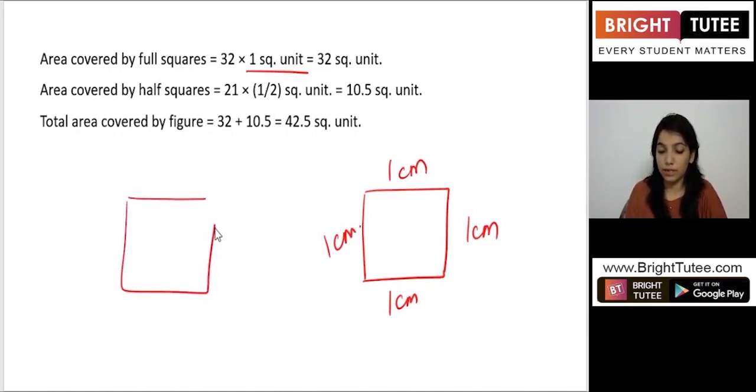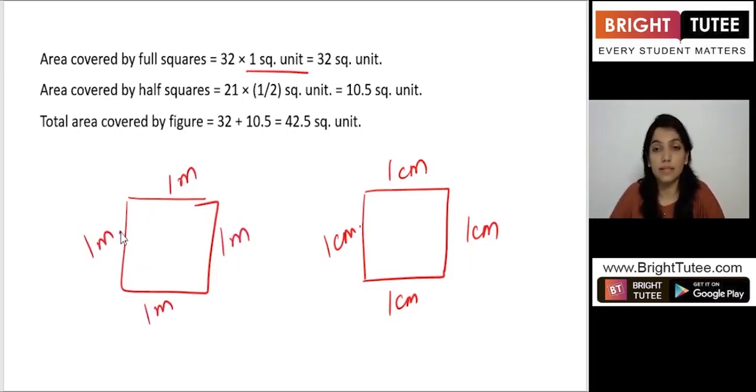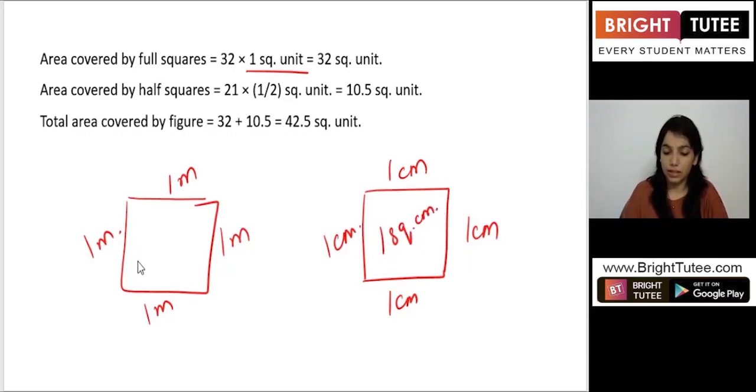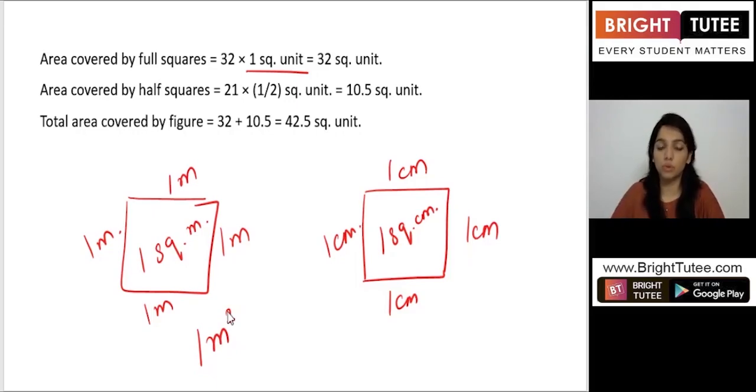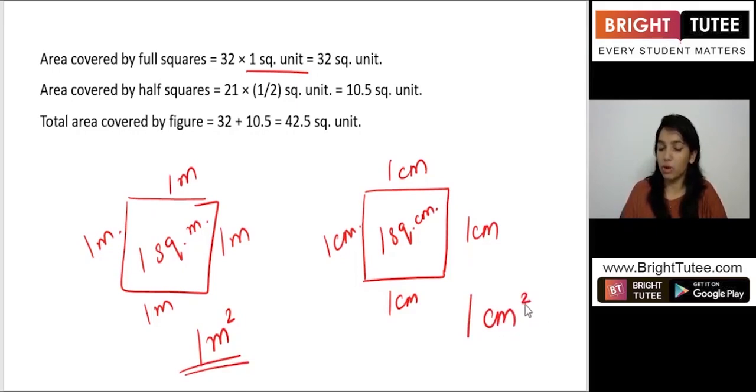Instead of centimeters, we can even have a square in meters. So it can be 1 meter on all of its sides. Now this particular square is referred to as 1 square centimeter. This particular square is 1 square meter, or we can write this as 1 meter and then put a small 2 on the top to write 1 meter square. Similarly, we can write 1 centimeter with a small 2 on the top, which is referred to as centimeter square.